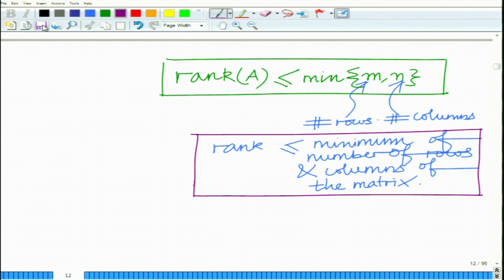So, we have this notion of column rank, which is the maximum number of linearly independent columns, and the row rank, which is the maximum number of linearly independent rows. The fundamental theorem is that the row rank of any matrix is equal to its column rank, which is simply denoted by the rank of the matrix A, and further this rank has to be less than or equal to the minimum of the number of rows and columns of the matrix.